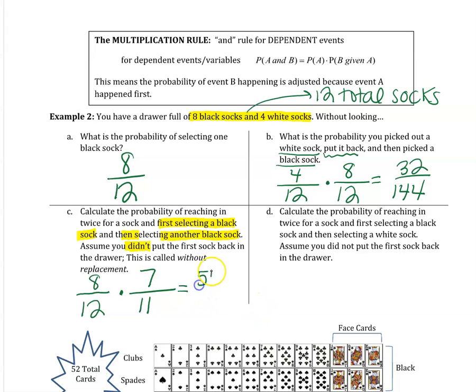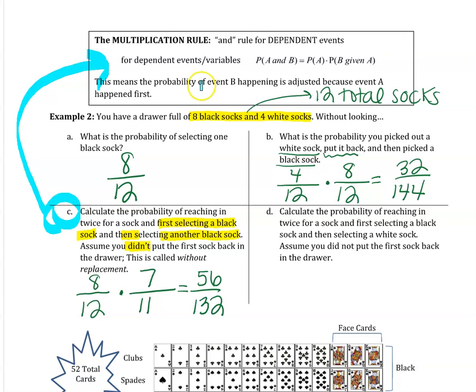Multiply across the top and the bottom, and the probability would be 56 over 132. So this right here is what we did for dependent events. And what this means is we calculated the probability of the second event happening being adjusted because the first event happened. Technically I'm doing the probability of A times the probability of B given A, but truthfully I don't think about it so much as a formula. I just think about it piece by piece, what am I picking from, and coming up with a numerator and denominator as a result.